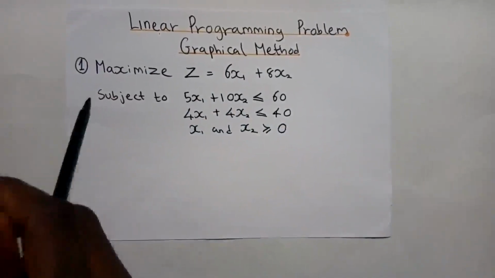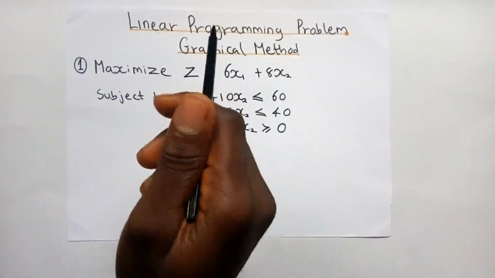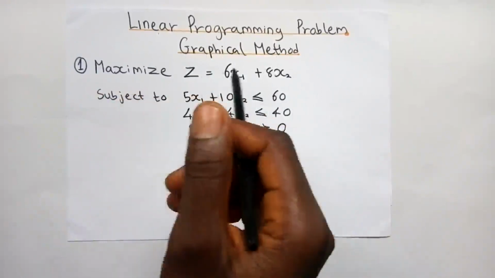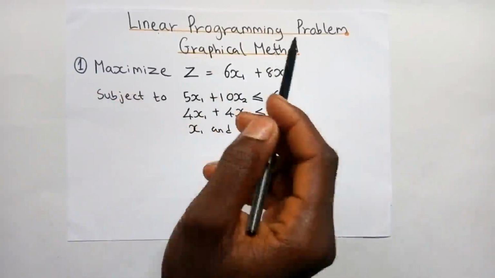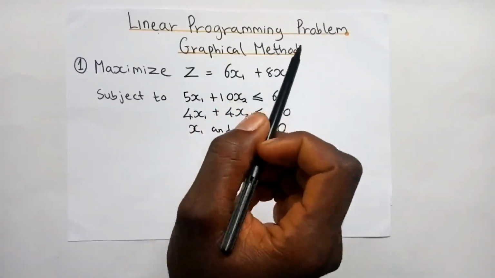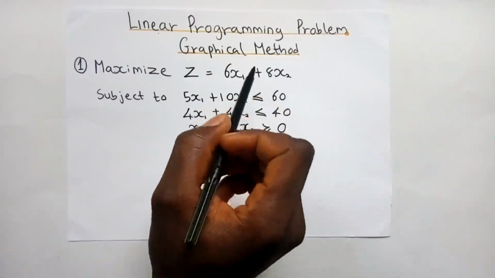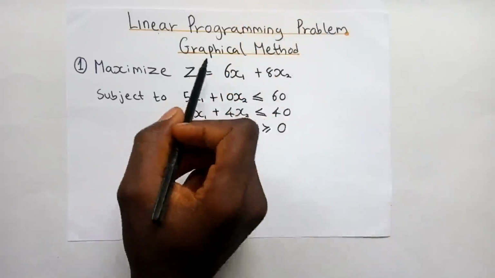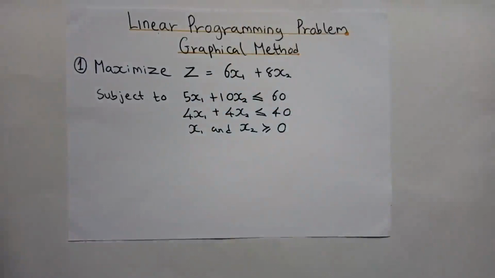We have so many ways of solving linear programming. We can solve using the graphical method, the simplex method, the dual simplex method, the big M method. In this question, we are going to be solving using the graphical method. We use the graphical method when we have not more than two decision variables. In this question, we have only S1 and S2, which is two decision variables. So we can solve using the graphical method.